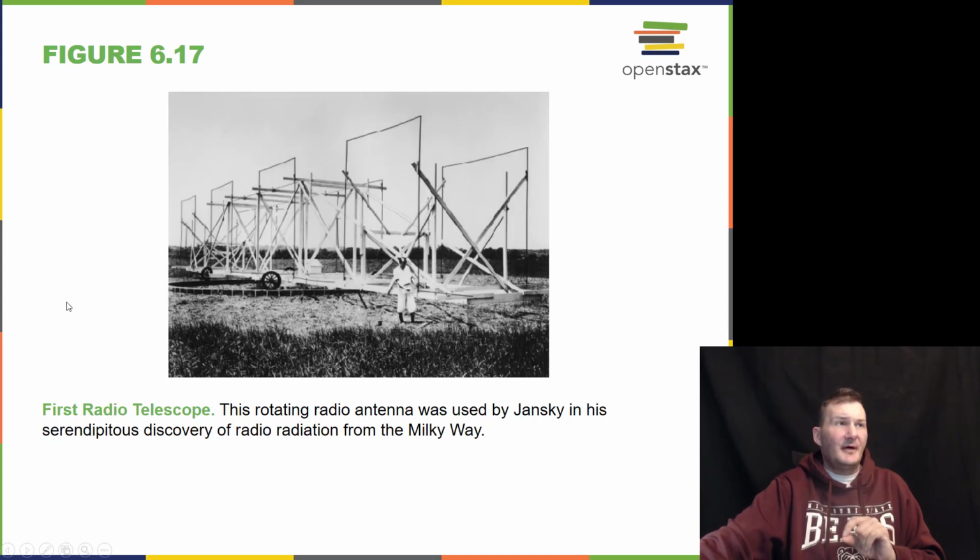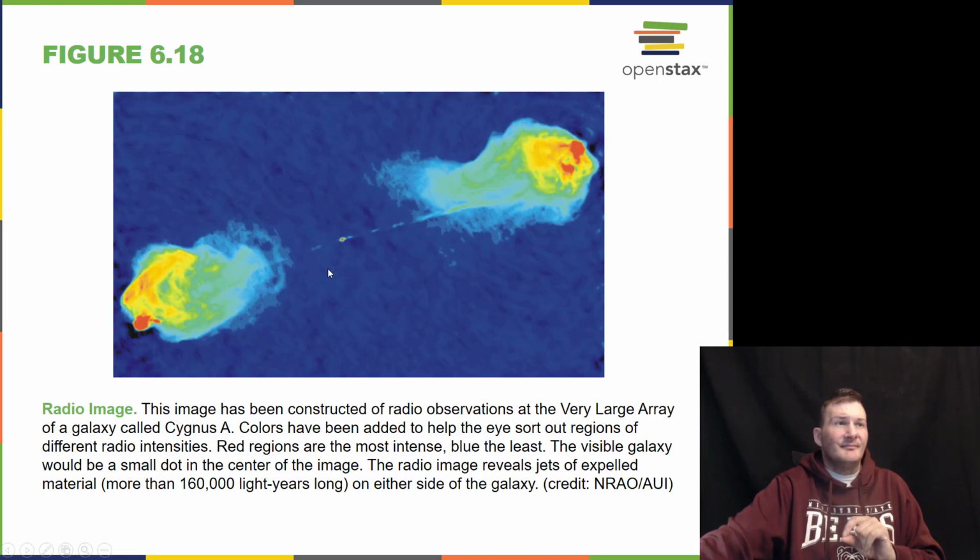But we can also look at radio waves. The first radio telescope was used by Jansky in the radio discovery of the Milky Way. This is a radio image of a black hole called Cygnus A. We can see the black hole throwing away material on either side, at a 90-degree angle towards us, and we see this stuff moving away from the black hole. Pretty unique.